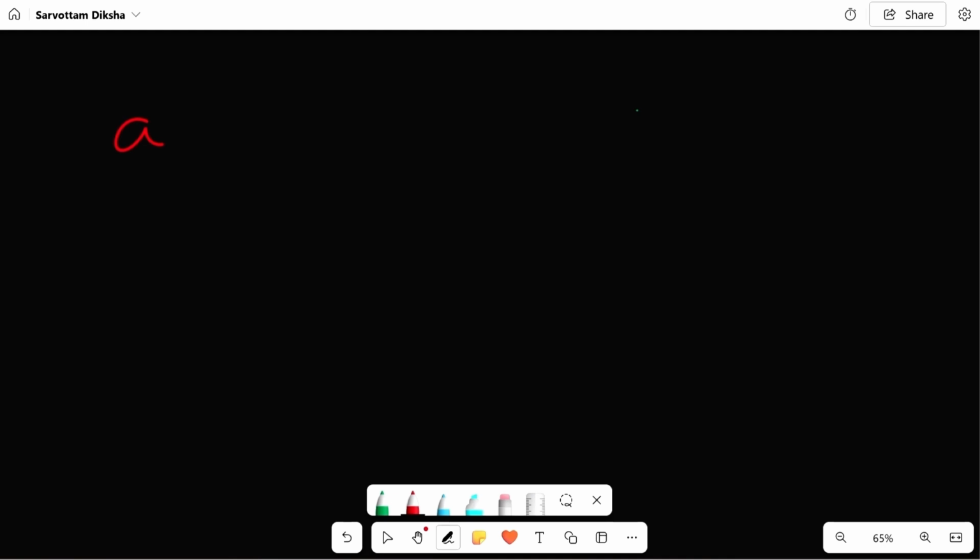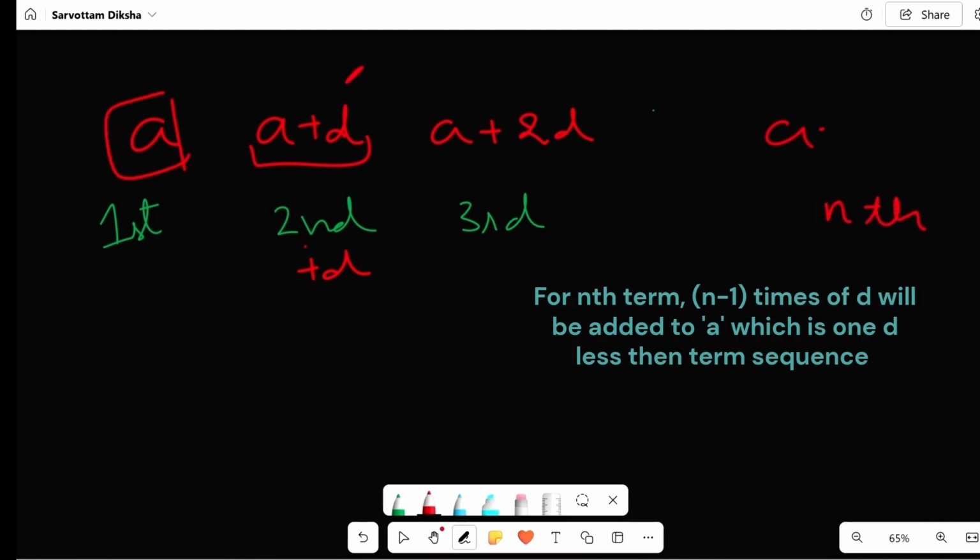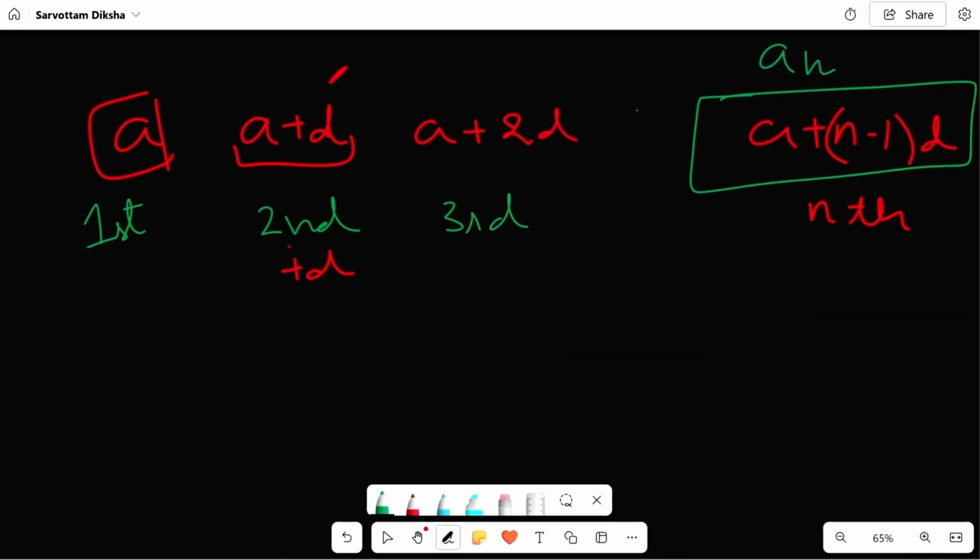First term, let it be A, and to get the second term I should add the common difference D to it: A plus D. To get the third term I should add one more D here. So what is it? A plus 2D. In the same way, to get the nth term: A plus (n minus 1)D. This is my nth term, represented by An.